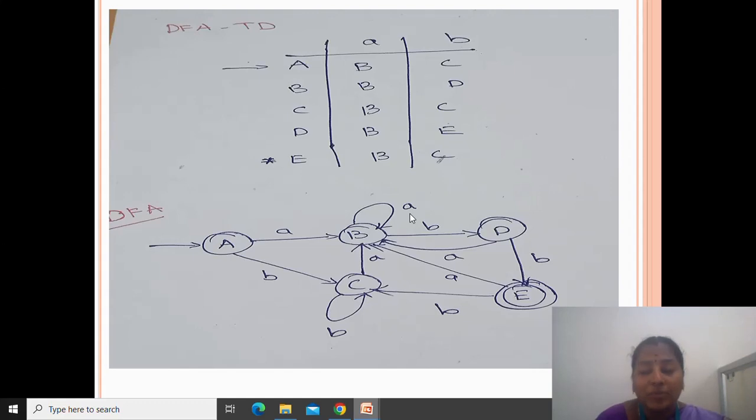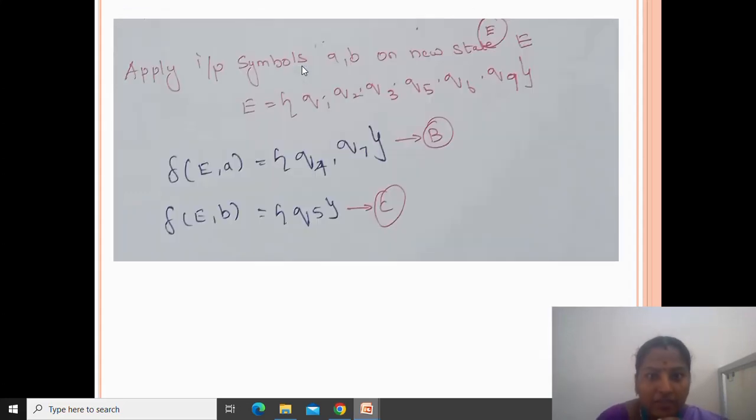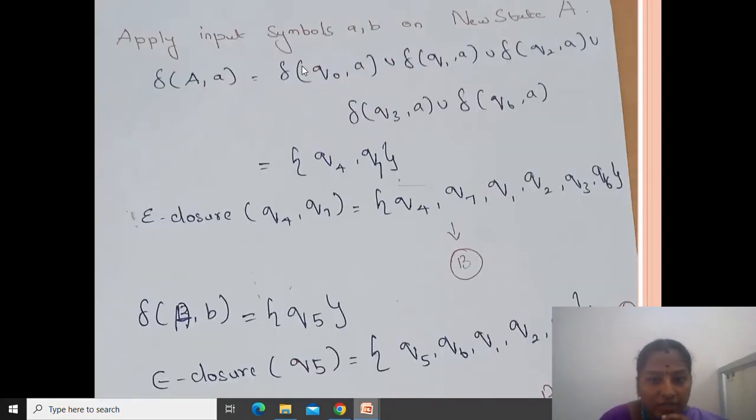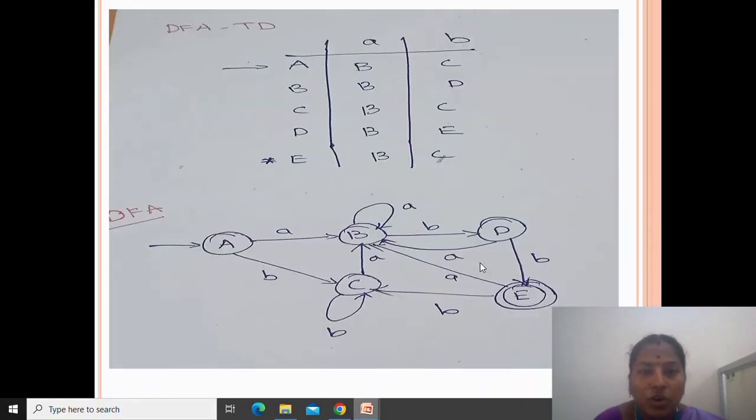Based on your transition diagram, you want to draw your transition table. How we draw the transition table is: the initial state will be represented with an arrow, and the final state will be represented with an asterisk, or otherwise you can represent the final state with a double circle. For the input symbols A and B, where it goes. Initially the new state is capital A. If the input symbol is A, it goes to B. If it is B, it goes to C. That will be represented on your transition table.